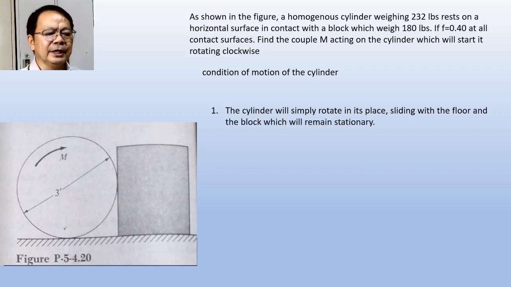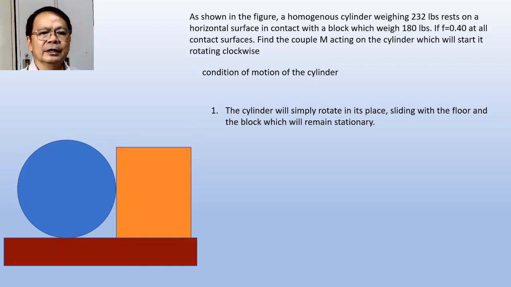First scenario is that pwedeng yung cylinder ay simply it will rotate in its place by sliding with the floor and the block. And the block will remain stationary. Iikot lang siya in its station, okay, sliding against the floor and the stationary block. At ganito ang mangyayari kung gagalaw siya, no? Ipakita natin dito. So, pinalitan ko muna siya ng illustration para ma-apply ko yung animation. Here is what will happen to the cylinder and the block.